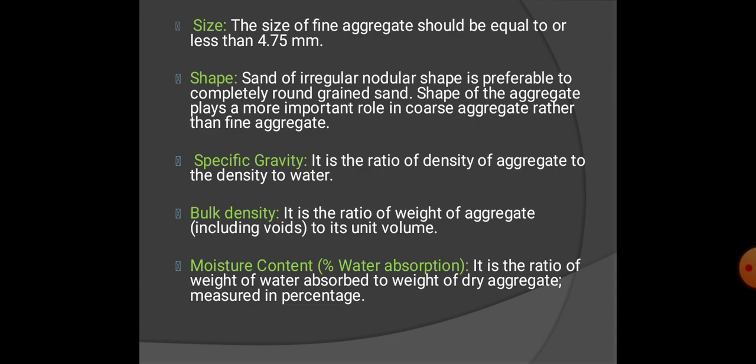Then the next point is moisture content. Moisture content means water absorption, that is the percentage of water absorbed. Generally for sand water absorption is negligible, so it is desirable that water absorption should be kept minimum. It is the ratio of weight of water absorbed to the weight of dry aggregate, and it is measured in percentage. So mostly in sand, water absorption is minimum.